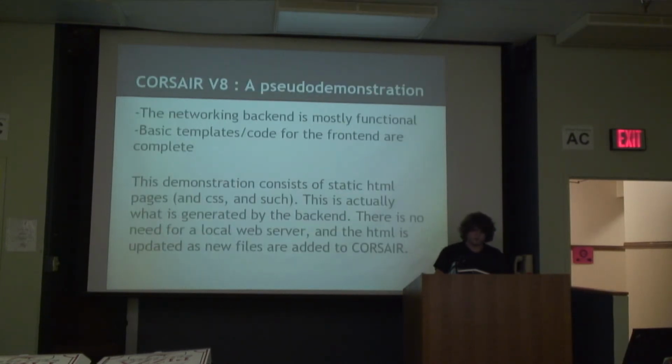So the networking backend is mostly functional at this point. The encryption isn't in place, however, that's not a major change. I'm not going to be writing that from scratch. And there's some basic templates for the front end, which I'll show you now. These are generated by Node.js, written into HTML and CSS files on your hard drive, and then you can browse those whenever. You don't actually need to be connected to the internet to use the files you've already downloaded.